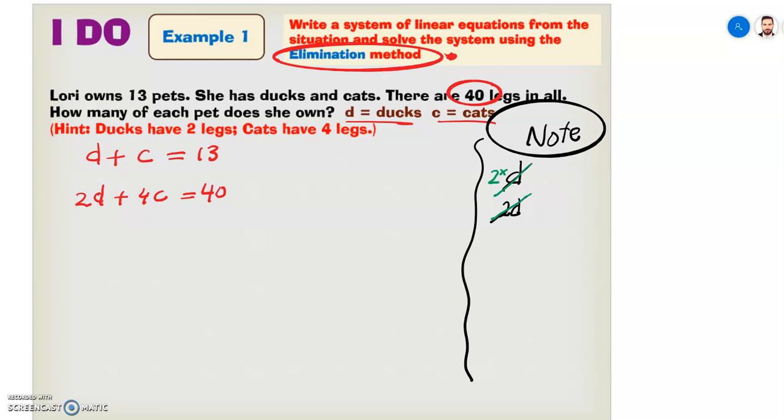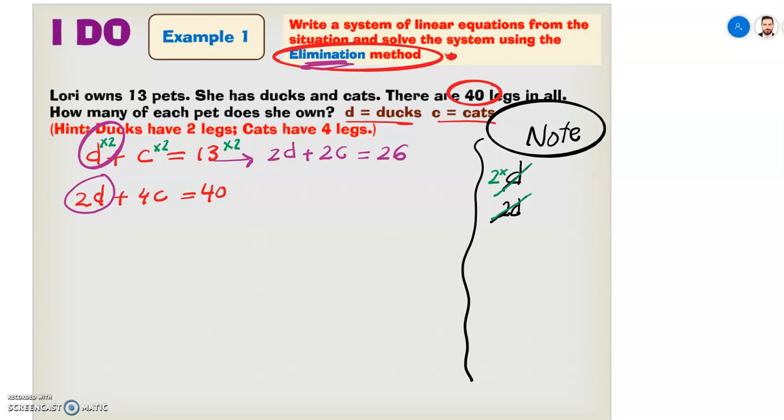Okay? So first of all, I will multiply the whole equation. I cannot multiply only D. So I will multiply the whole equation by 2. If I multiply the whole equation by 2, the equation will be 2D plus 2C equals 26. And you know why I'm multiplying by 2? Because I want to make D have the same coefficient so I can erase it, so I can eliminate it. Elimination means remove, delete.